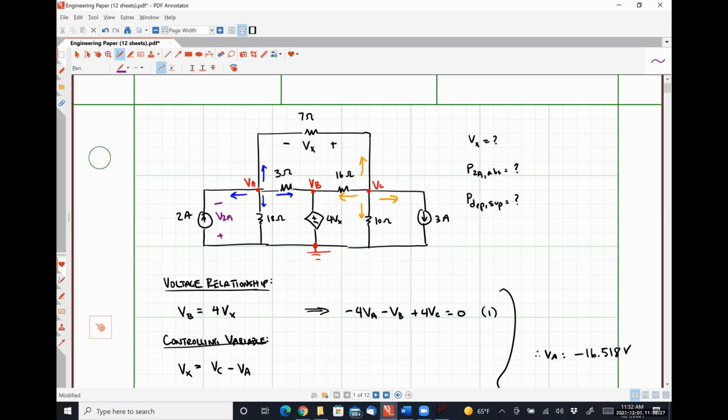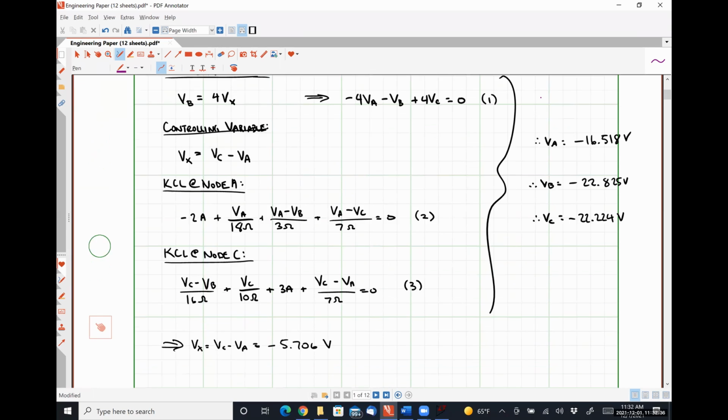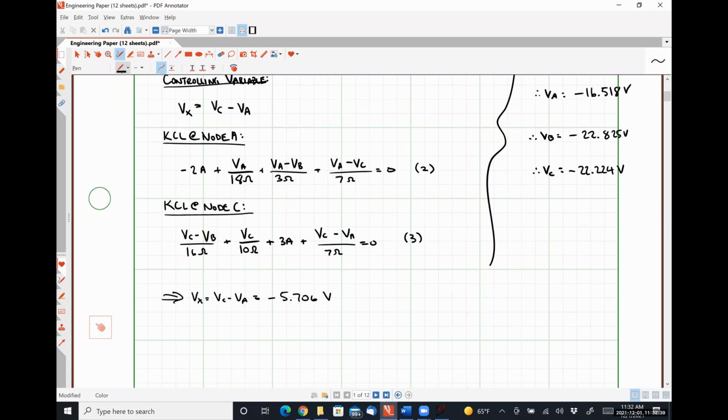So how does that voltage V2A relate to any of our nodal voltages? Negative VA, that's it. So we can say that P2A absorbed is simply 2 amps multiplied by negative VA, and that's going to give us 33.0 watts.